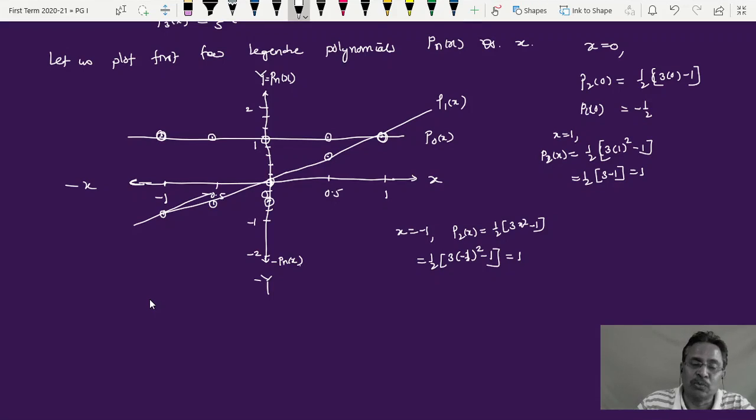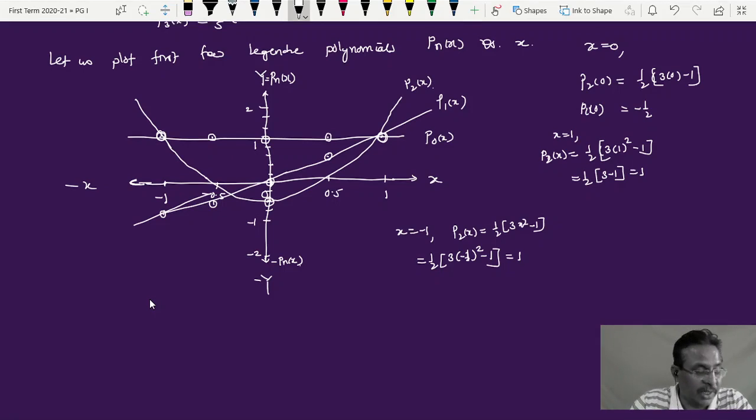You can take the next values too if you want. But if I connect all these points, I'll get a curve which passes here. It crosses somewhere there the x-axis, then touches here to this point, and then again it crosses here and goes here. So this is my P2 of x.